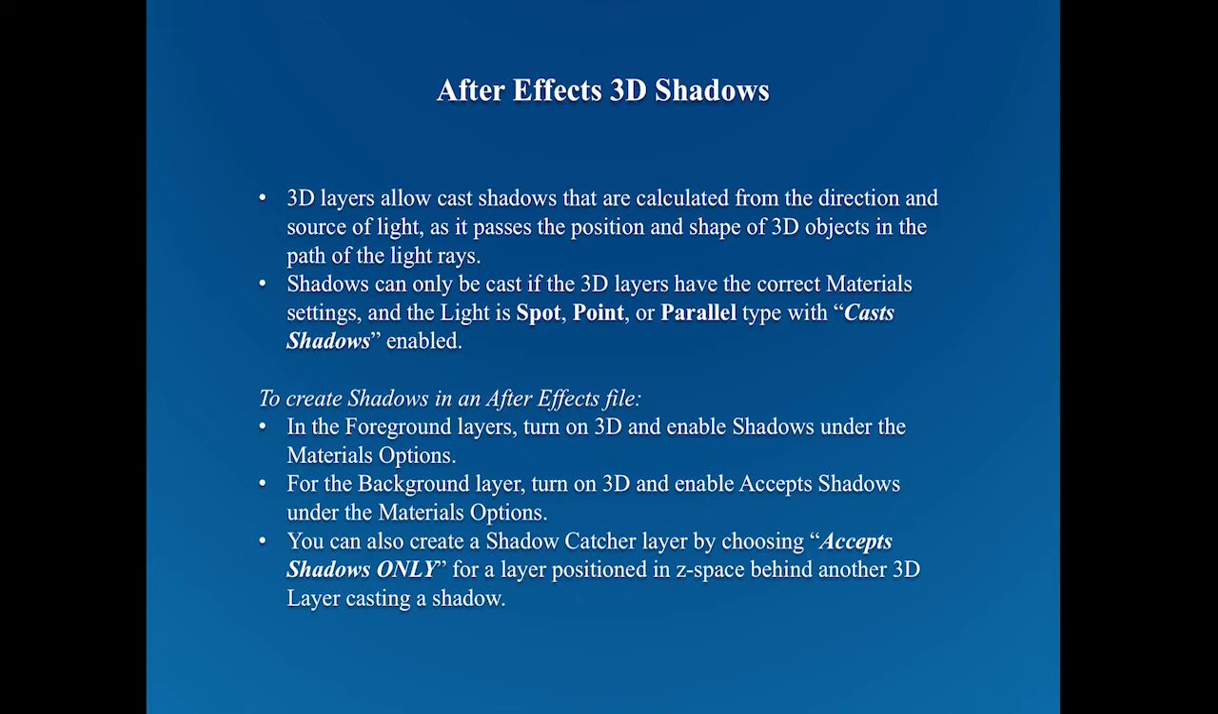You can also create a shadow catcher layer by choosing accept shadows only for a layer positioned in Z space behind another 3D layer casting a shadow, but that's only true if you're in 3D Classic or Ray Traced. You can't make a shadow catcher layer in the Cinema 4D renderer.